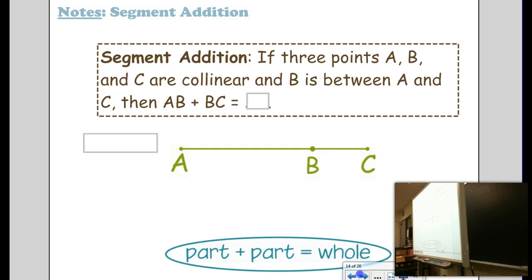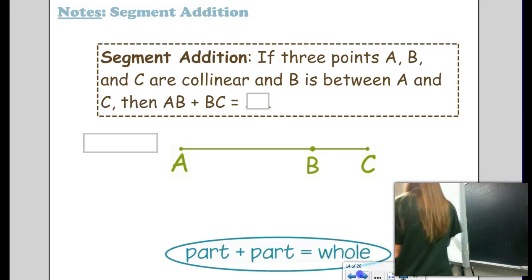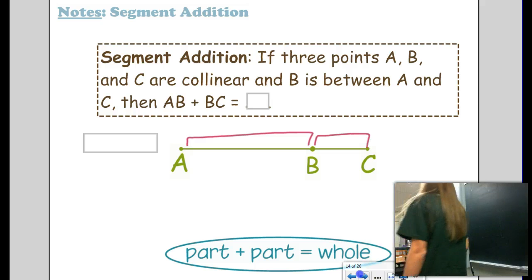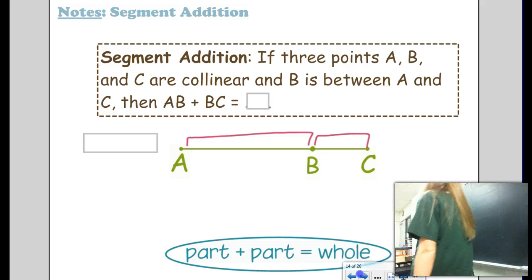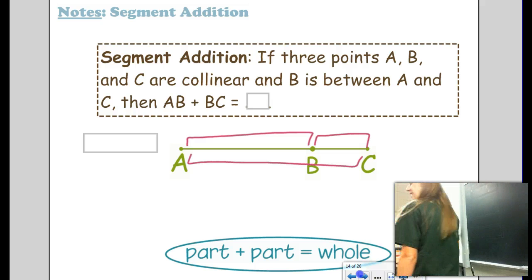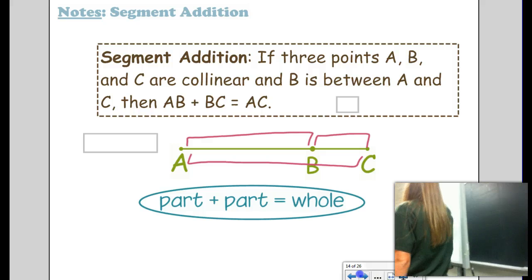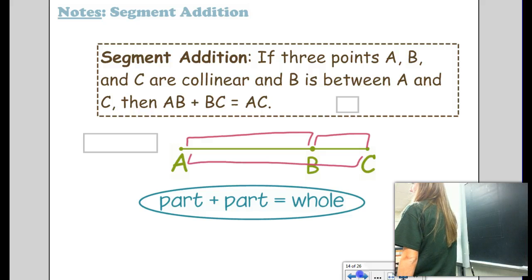All right, let's finish this out. If all of these are in a row and B is somewhere in between, then AB plus BC equals AC. Do y'all see that? Segment addition. Part plus part equals whole. That's the fancy way. That's the easy way. Part plus part equals whole.